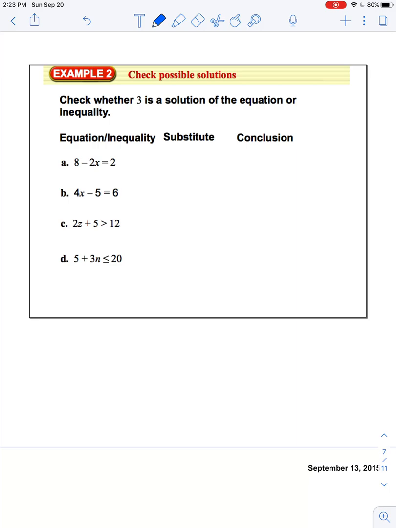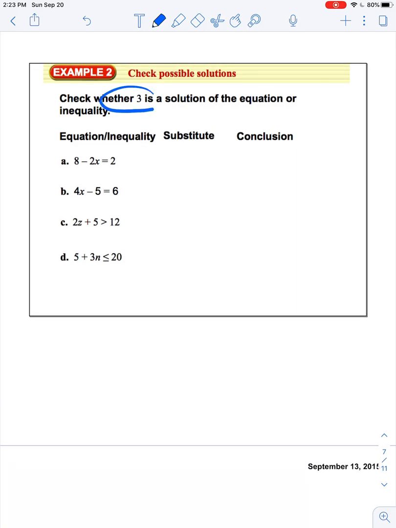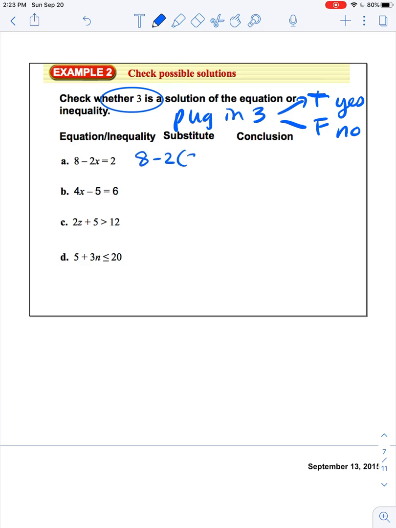So let's try that. Here we're trying to find whether or not 3 is a solution. So what that means is plug in 3. Is it true or is it false? If it's true, that's a yes solution. If it's false, then no, it's not. So for example here, I'd have 8 minus 2, plug in my 3 for x, and I'm questioning whether that will equal 2. Well, what we've learned about math is I have to do the multiplying first, so I get this. And so then here I get that 2 equals 2. So yes, 3 is a solution to part A.